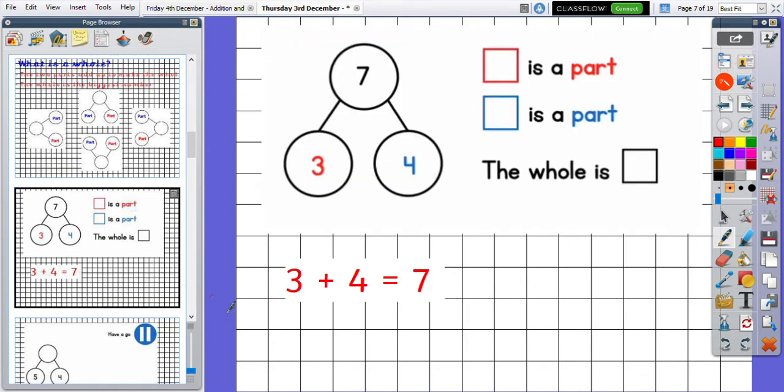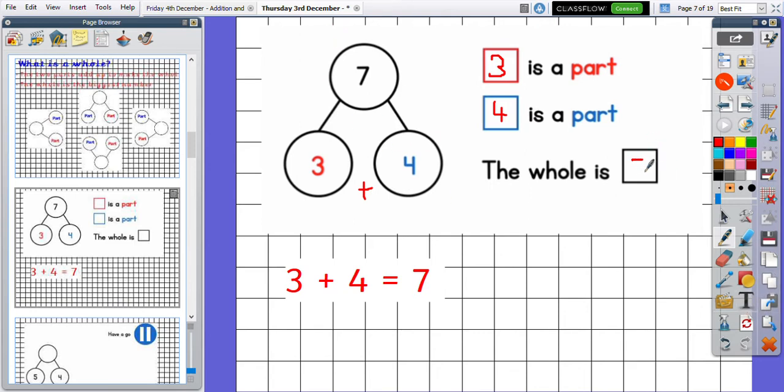So this is my first one. So I've got a 3, a 4 and a 7. Okay, so we're going to have a look at which numbers are my part numbers and which number is my whole number. So we said the smaller numbers, the two numbers that connect to my bigger number, are my parts. So my red part is going to be my 3 and my blue part is going to be my 4. Now I know that my parts added together will give me my whole number. So my whole number is going to be 7.